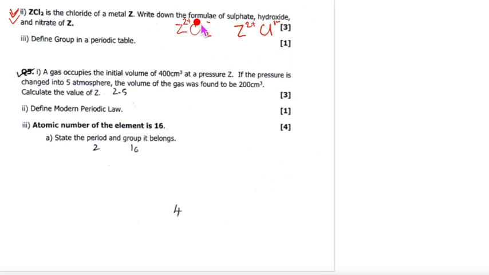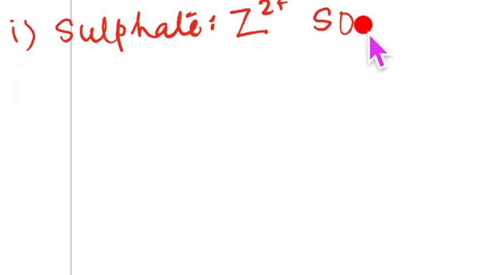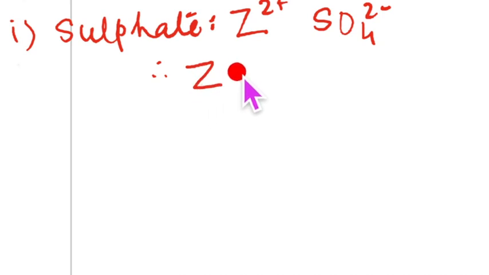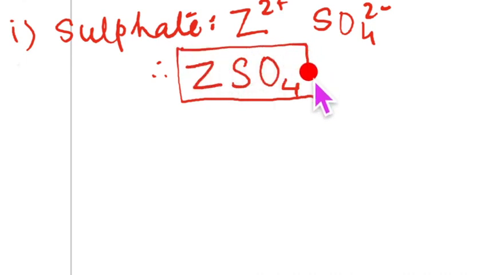Okay, keeping that in mind, now we are writing number 1, sulfate. So if we have to write the sulfate, we will write Z2 plus as we got here, and plus sulfate is SO4 2 minus here. So crisscross will give us, therefore it will be ZSO4. So this will be the formula of the sulfate.